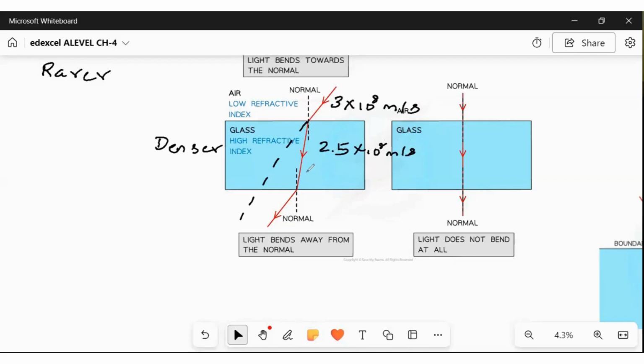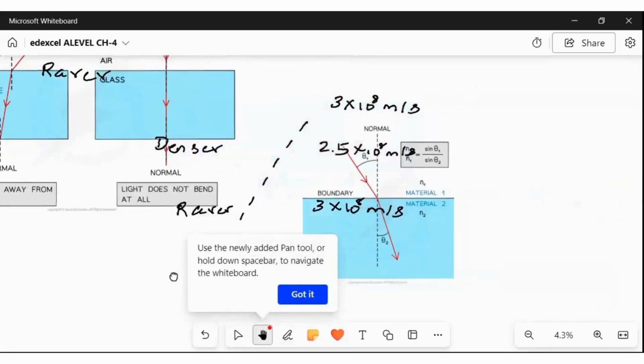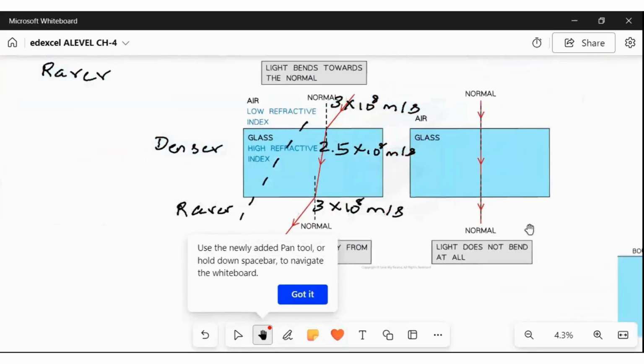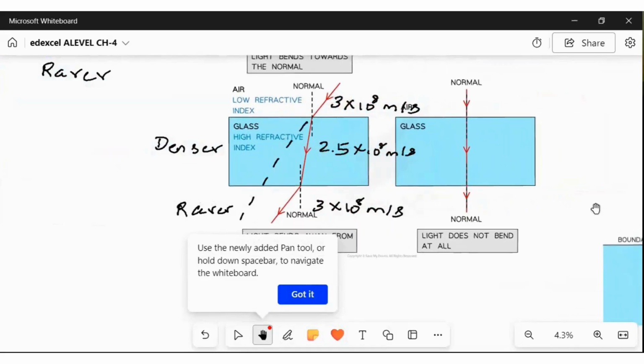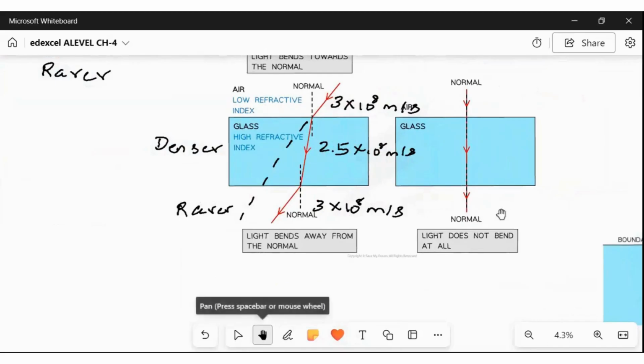Then when it is traveling from denser to rarer again, this is denser, this is again rarer, what happens? Lower speed to higher speed. So the main point is that when a ray of light is traveling from rarer to denser medium, the property of light is that it travels in a straight line, but it is bent here, right?